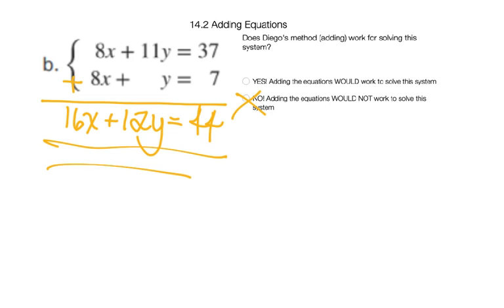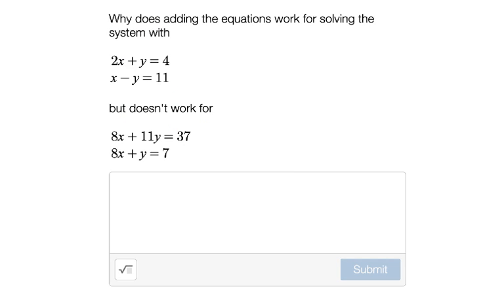I did not eliminate a variable. I didn't eliminate an x, and I sure as heck didn't eliminate a y. So adding these will not work. All right, let's look at this next one.